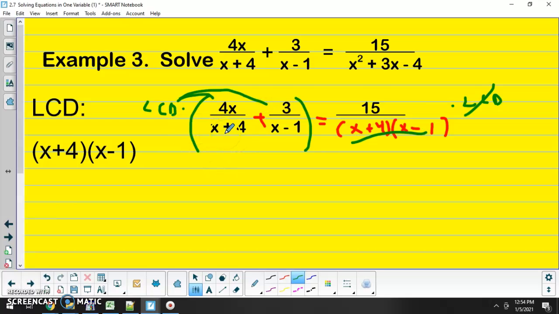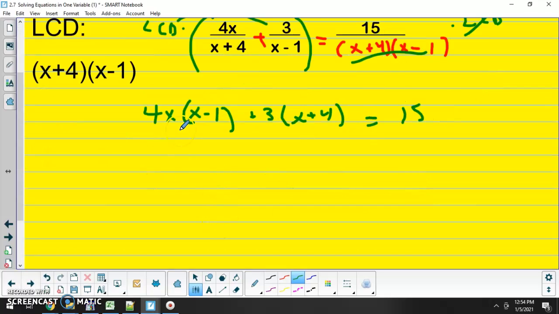And for the first term here, the x plus 4 will cancel, but you'll have the x minus 1 left. So it'd be 4x times x minus 1. For the second fraction, 3 over x minus 1, the x minus 1 will cancel, but you'll have the x plus 4 left. So it'd be 3 times x plus 4. Okay. Now, on the right side, everything cancels, so you're just left with 15.